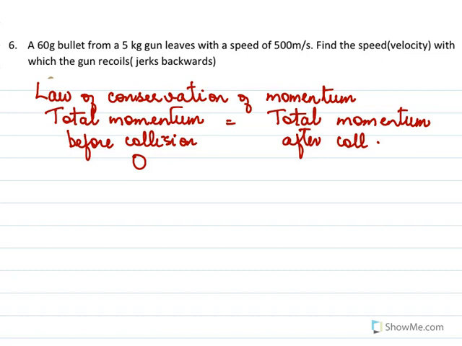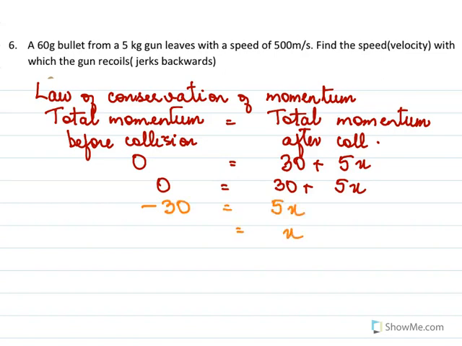And in this case, total momentum after collision we know was 30 plus 5x. So we have to solve this: 0 equal to 30 plus 5x. Now the 30 comes on this side, so minus 30 equal to 5x, x equal to minus 30 over 5. So x equal to minus 6 meter per second. This is the recoil of the gun.